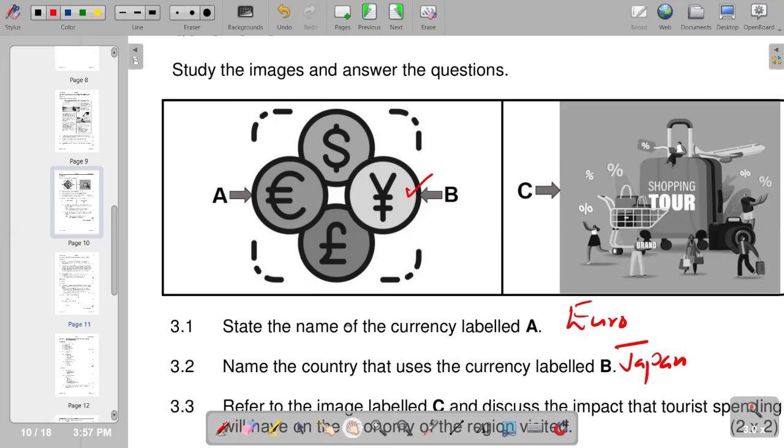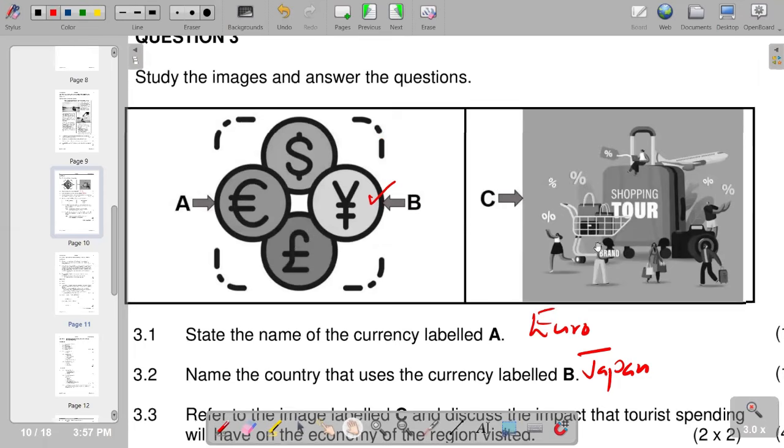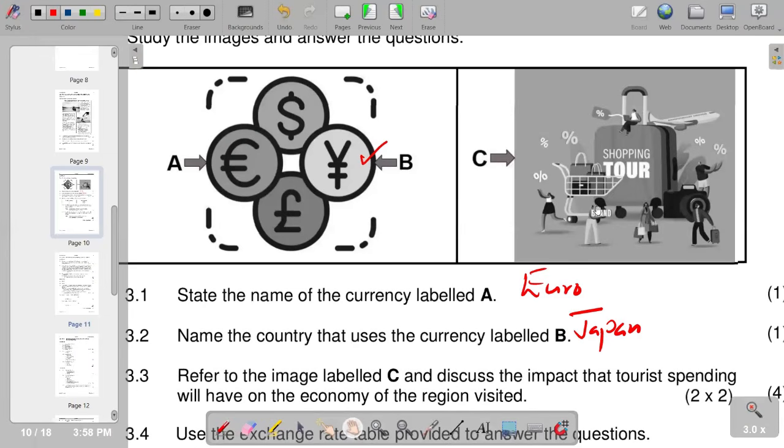And then we go to 3.3, refer to the image labeled C, which is the image that we have on this part. The question says, discuss the impact that tourist spending has on the economy of the region visited. So what is the impact that tourist spending has on the economy of the region? Obviously, we are going to have high tourist spending in that region.